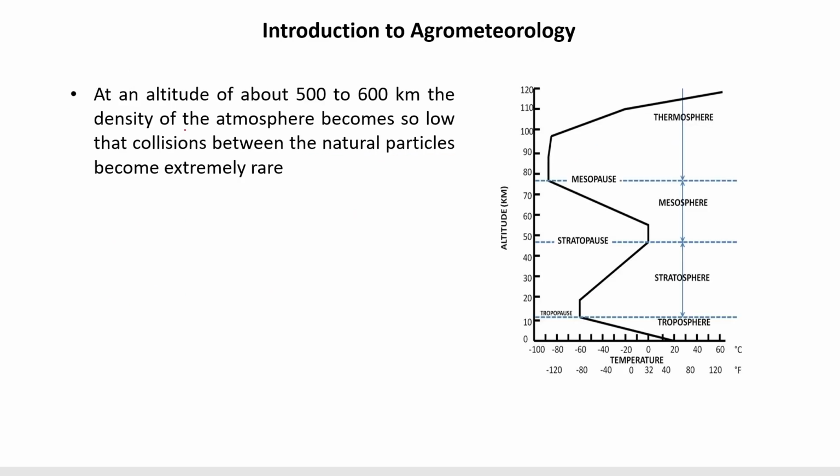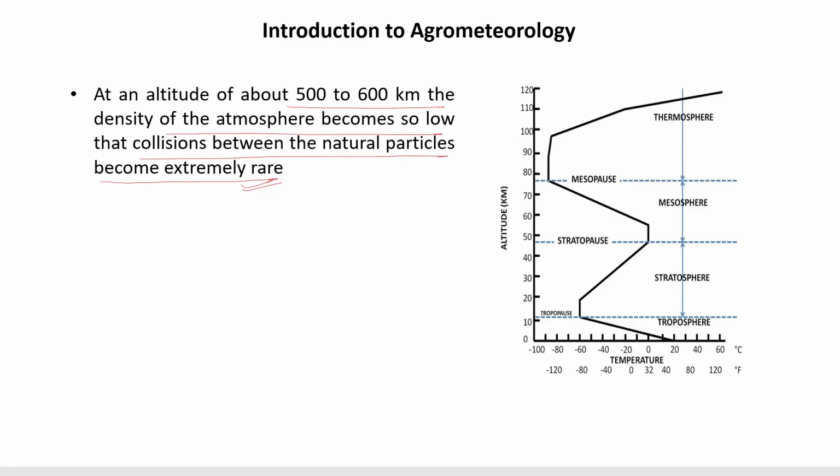At an altitude of about 500 to 600 kilometers, the density of the atmosphere becomes so low that collisions between the neutral particles become extremely rare. So no photochemical phenomena take place in this region. This is all about the different atmospheric layers.